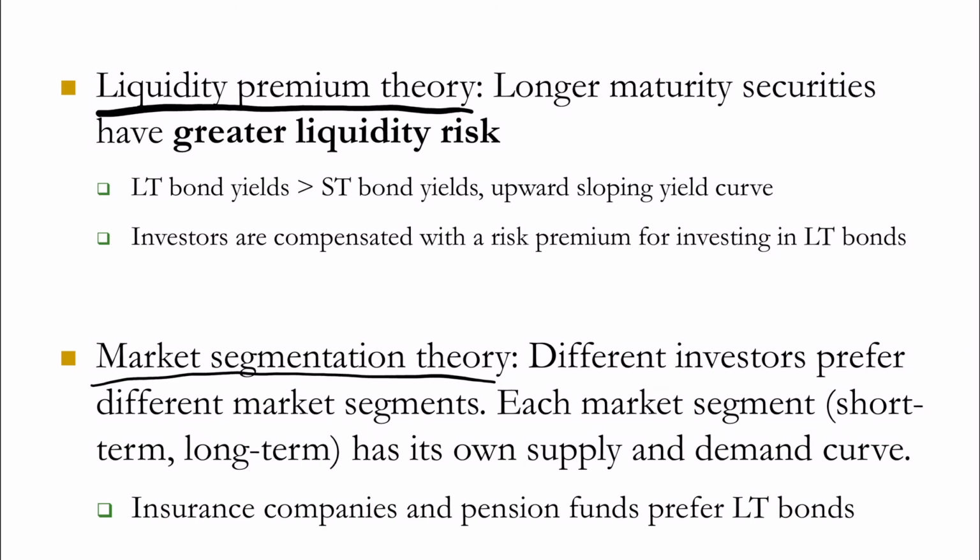We have our unbiased expectations theory, which is based on investor sentiment or investor expectations. We have the liquidity premium theory that states that longer term maturities have greater liquidity risk, therefore it's upward sloping. And then the market segmentation theory just basically says that the yield curve is determined by the supply and demand within each market and each market segment.